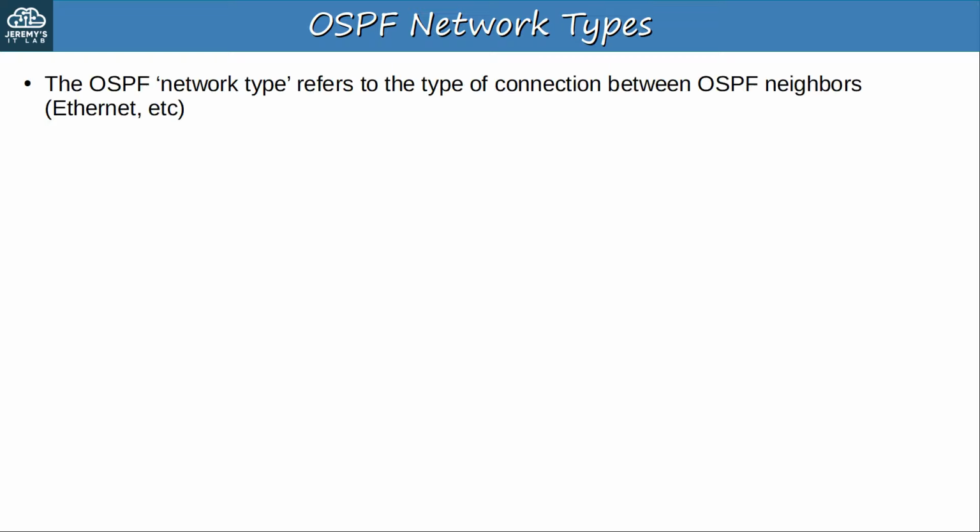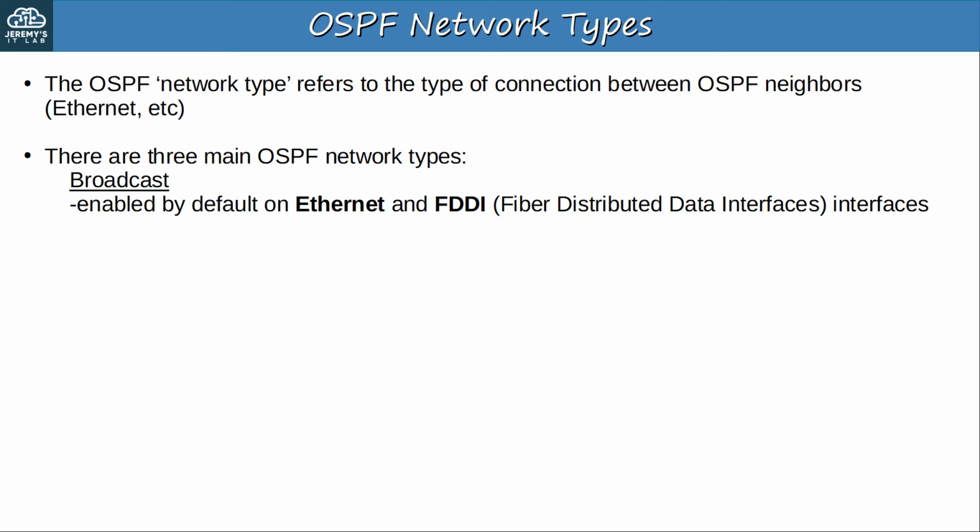The OSPF network type refers to the type of connection between OSPF neighbors, and the type influences how OSPF behaves in some ways. The most common type of connection in modern networks is Ethernet, of course. There are 3 main OSPF network types. The first is the broadcast network type, which is enabled by default on Ethernet and FDDI interfaces.